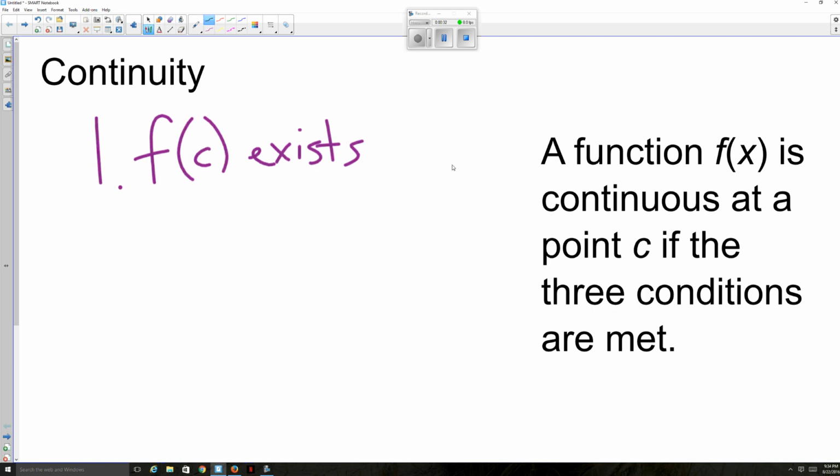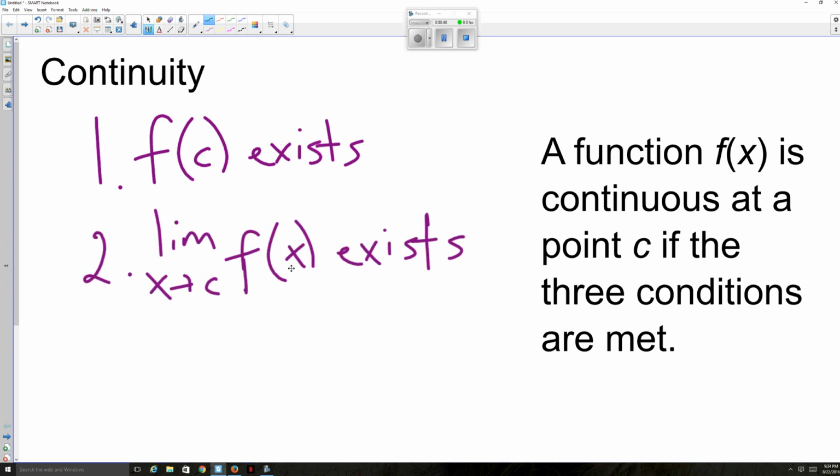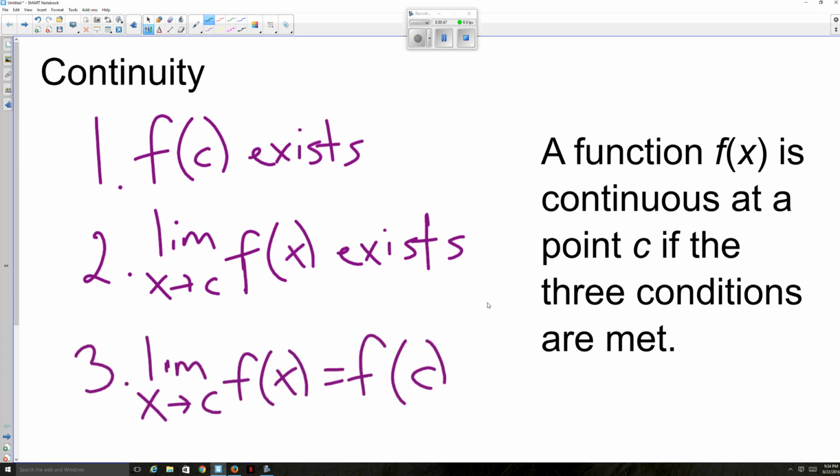The first one, the function has to exist at that point. Two, the limit has to exist at that point. And number three, the limit has to equal the function value. I wish I could type that because that handwriting looks terrible. But anyway, those are the three things that have to occur, and I'm going to look at a few functions that will help us get this idea.